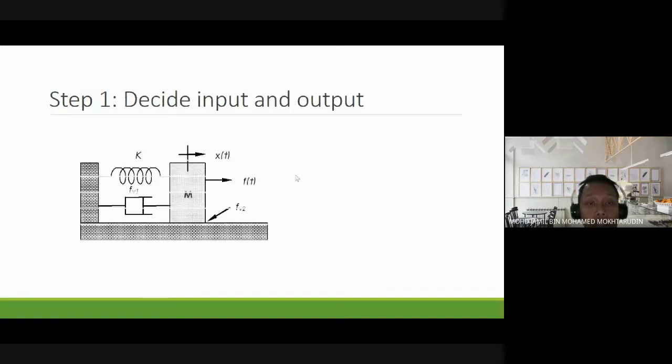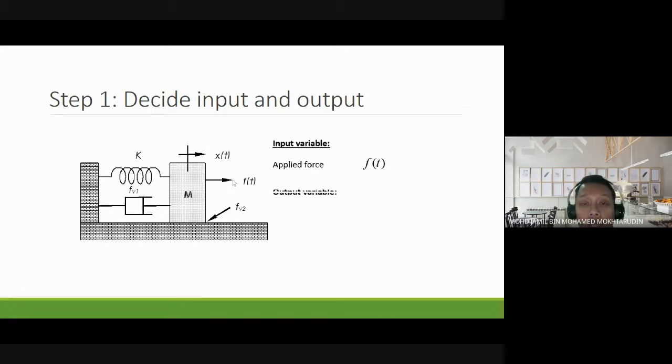Okay, so firstly, we need to decide the input and output from this figure, or from this system. Basically, the input is the force applied. So the force is the input for the system, and the output is the position of the mass, X. Whenever we apply force, the input, the position will change. So the position of the mass M is the output.